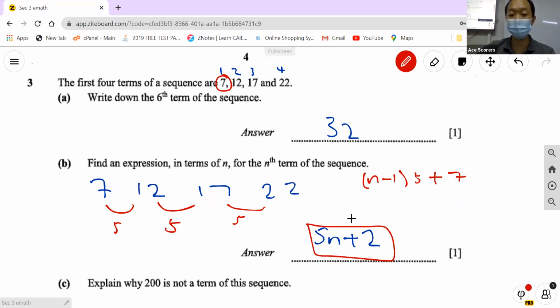So how did it become this? You see, 5 times n minus 1, so it equals 5n minus 5 plus 7. So this will become 5n plus 2. See that? Okay, I'll give you another one.